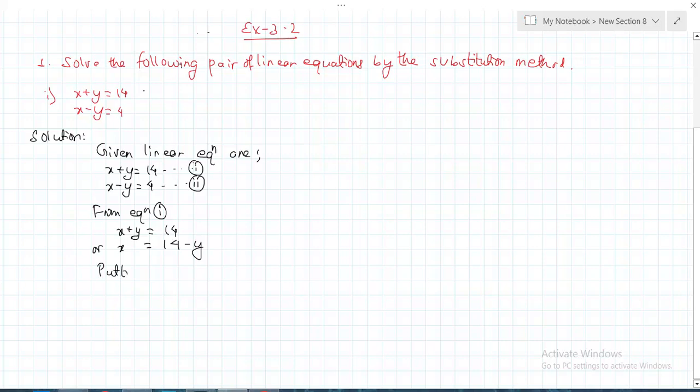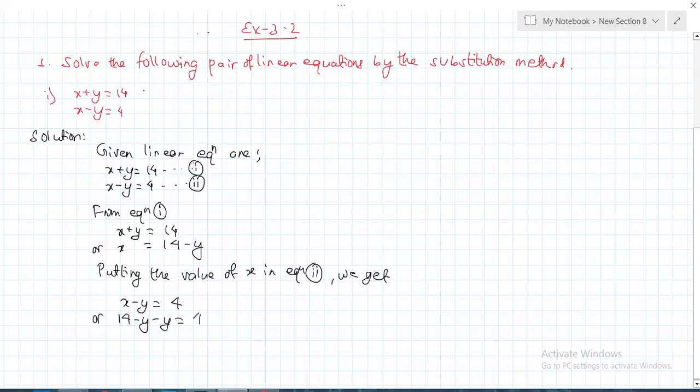Putting the value of x in equation second, we get the equation x minus y is equal to 4. Now x is equal to 14 minus y, so we put x as 14 minus y. Then minus y as it is, equal to 4. Okay, now let us solve. 14 minus y minus y is 14 minus 2y, equal to 4.